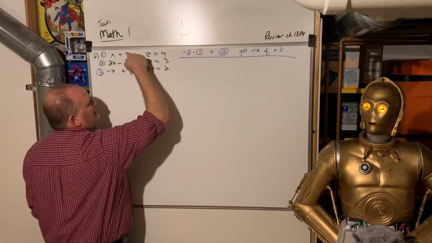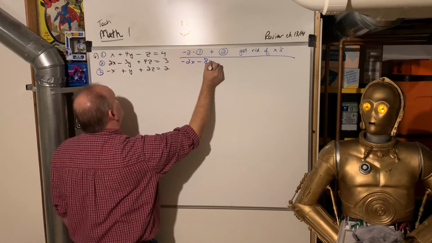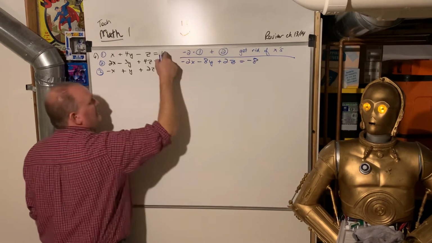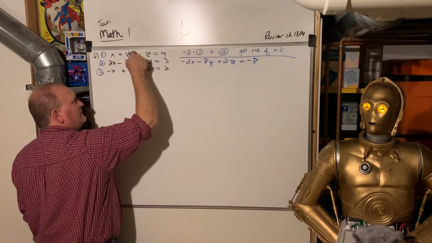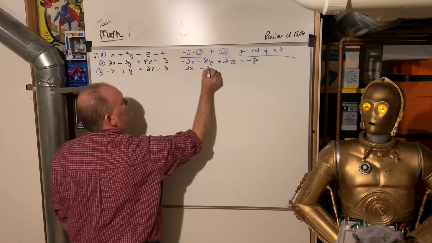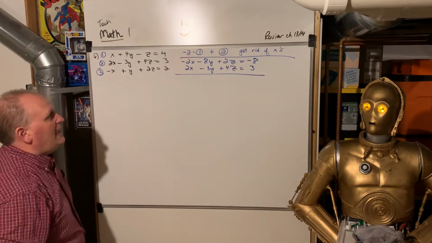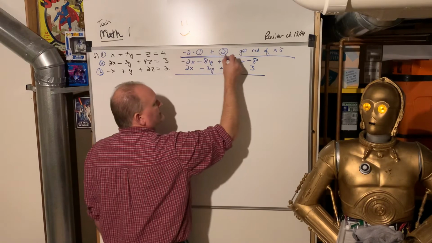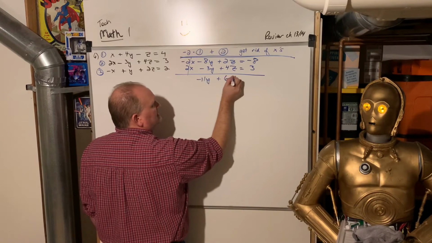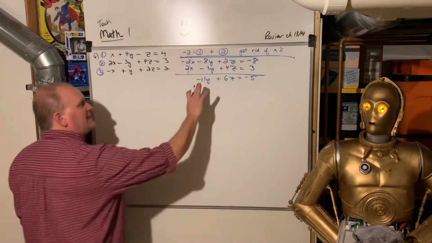So the x's are going to be gone when I execute this plan. So the plan is take negative 2 times everything there. So negative 2x, negative 8y, positive 2z equals negative 8. A negative 2 times that, a negative 2 times that, a negative 2 times that, and a negative 2 times that gives me that. 2, I'm leaving alone. So see what happens. When I add straight down, the x's die, I get negative 11y, I get plus 6z, and negative 5.